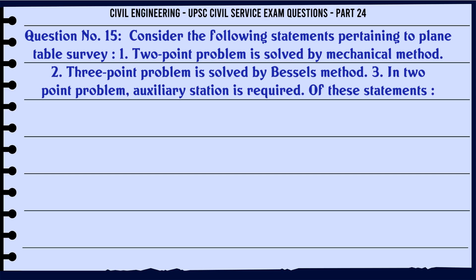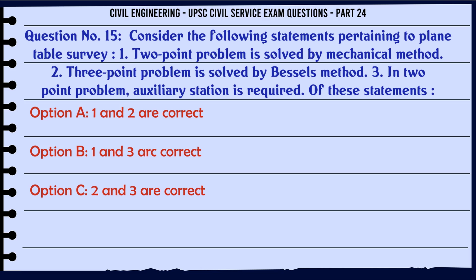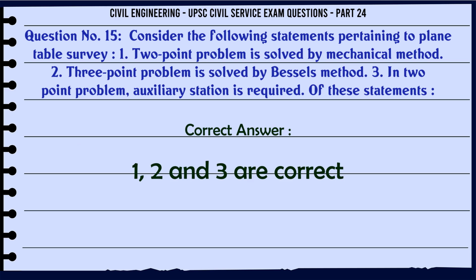Consider the following statements pertaining to plane table survey. 1. Two-point problem is solved by mechanical method. 2. Three-point problem is solved by Bessel's method. 3. In two-point problem, auxiliary station is required. Of these statements, A. 1 and 2 are correct. B. 1 and 3 are correct. C. 2 and 3 are correct. D. 1, 2 and 3 are correct. The correct answer is 1, 2 and 3 are correct.